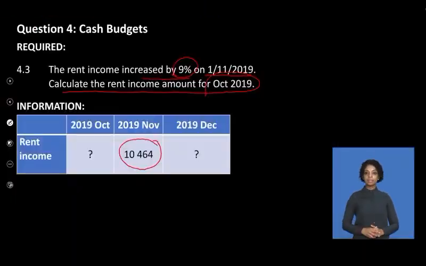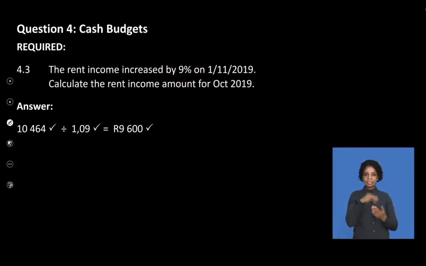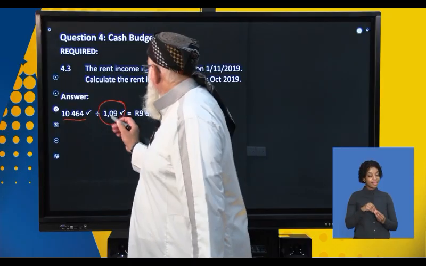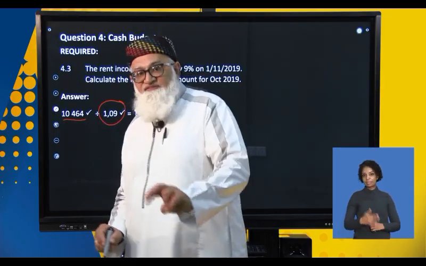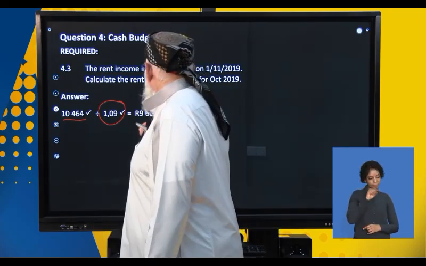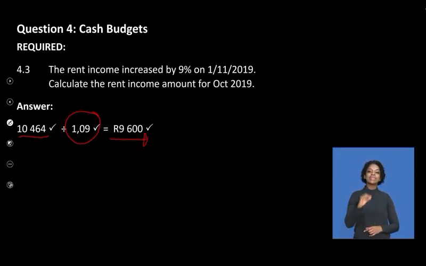Okay, so watch my calculation. There it is. 10,464 is the figure which includes the increase, divided by 1,09. Where are we getting the 1,09 from? 100 over 109. Remember, the 109% is your total, and therefore you will find that the figure prior to the increase, which is the 100%, is your 9,600. Okay, so if we have to draw this up in terms of a calculation, let's do that.